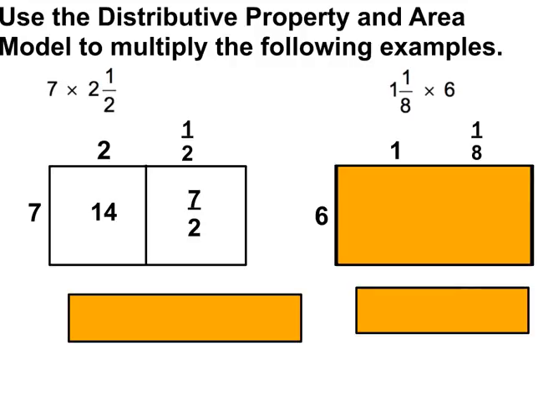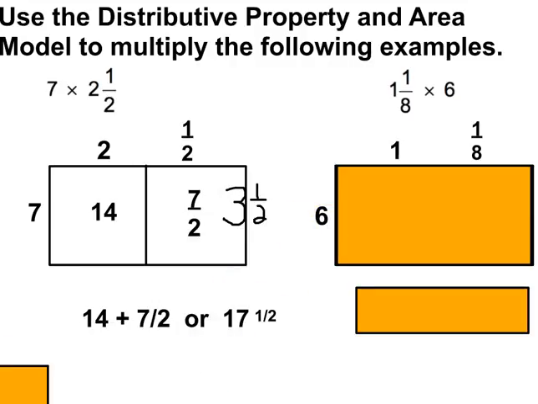Well, in 7 halves, I can fit 3 2s. 2 times 3 is 6. So that's going to be 3 with 1 left over. 3 1/2 would be changing that improper fraction back to a mixed number. And when I add this up, 14 and 3 1/2, I get 17 1/2. So hopefully you get the same thing on yours.